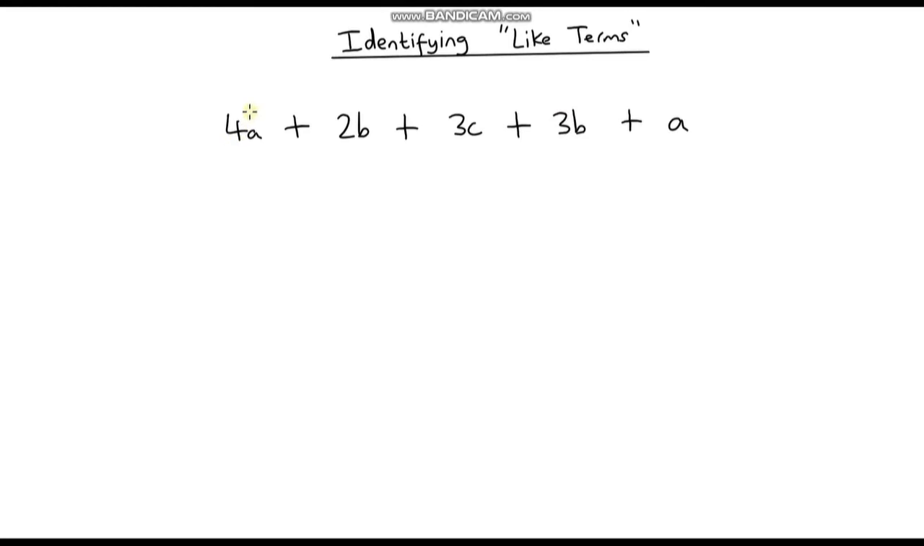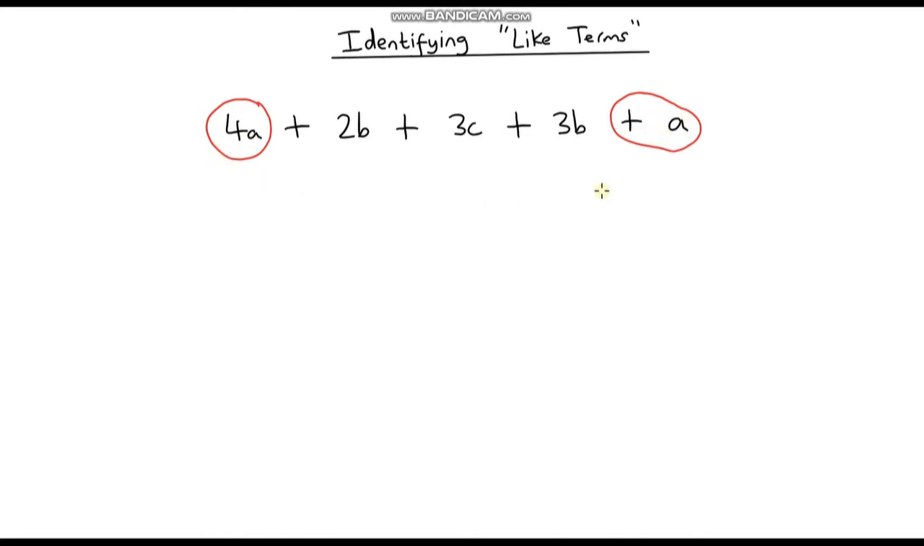So we've got 4 apples here. Let me just circle the 4 apples. Now, are there any other terms that involve apples? Well, yes, there are. If we look right at the end here, we've got another apple. So we had 4 apples, and now we've got another apple, so in total we've got 5 apples.